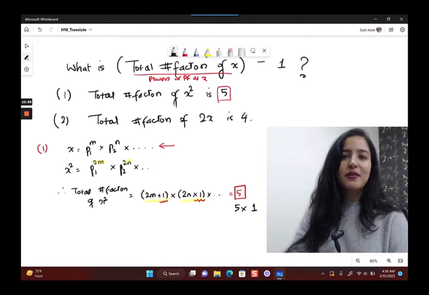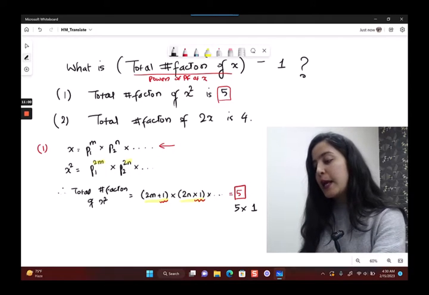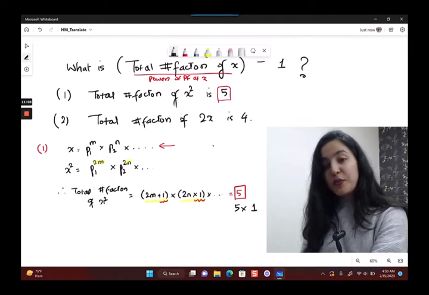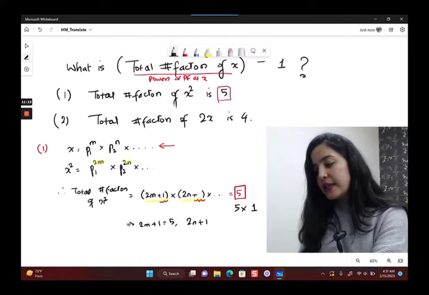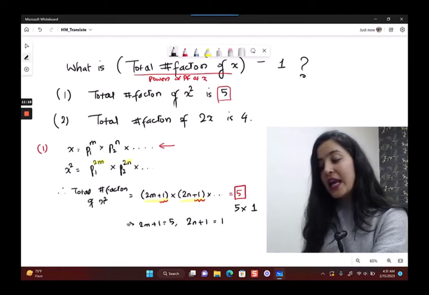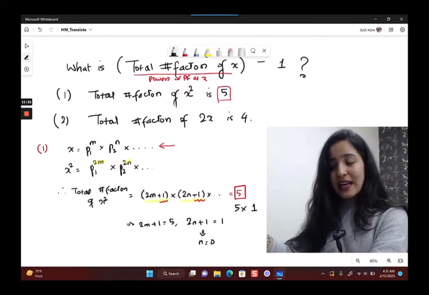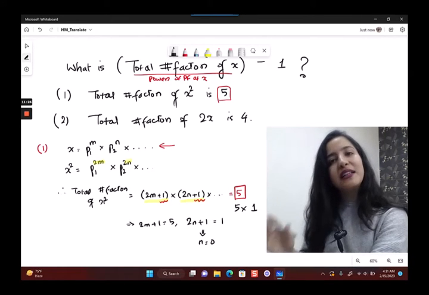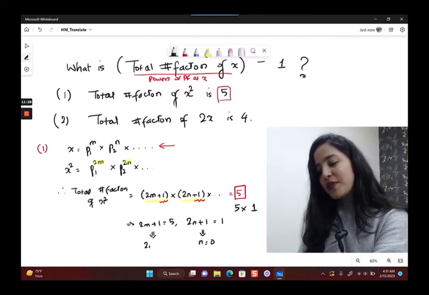Now, of course, you can write 1 times 1 times 1. You can write as many as you want, but I'm going to show you why that's not needed. Look, so what does it mean for this product to be 5 times 1? It means 2m plus 1 is 5 and 2n plus 1 is 1. From this one, you're going to get n equal to 0. So for every new 1 that I would write, it just means that the power of that prime factor is 0. It means it's not even a prime factor. You really are just going to get a proper value from here. 2m is 4, m is 2.